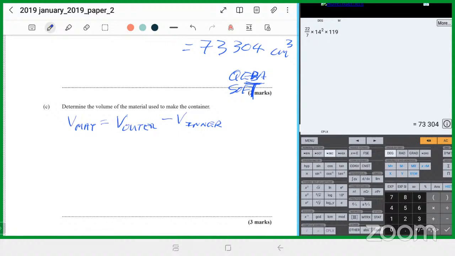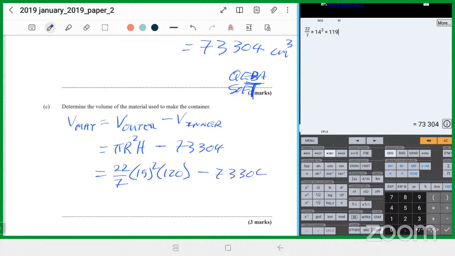The outer volume is still pi r squared h, but the radius is different. Let's use big R for the outer radius, and big H for the overall height. So pi R squared H minus the inner volume we just worked out a while ago, which is 73304. Let's put in these values now. The pi is 22/7. The outer radius is 15, so we put 15 squared. The overall height was 120. And you're subtracting this 73304. That's what we're calculating.